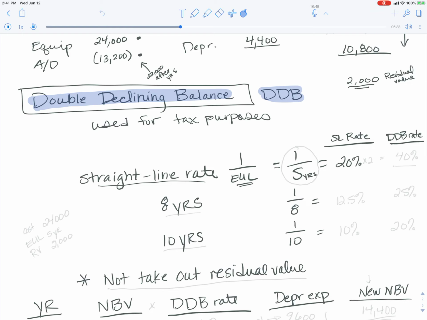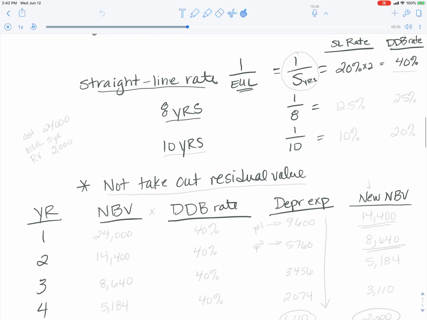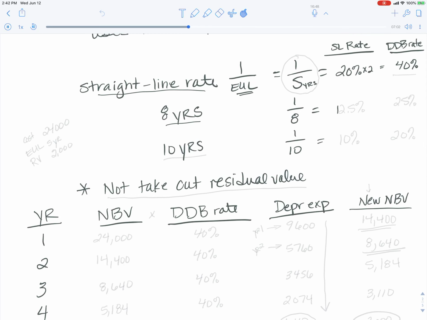Well, so now that we have the straight line rate, we can come up with the double declining balance rate, which is 2 times the single rate. So our double declining balance rate for a 5-year asset is going to be 40%. Let's try 2 more examples. So for an 8-year asset, we would take 1 divided by 8. That'll give us a straight line rate of 12.5%. If we multiply that times 2, then our double declining balance rate will be 25%.